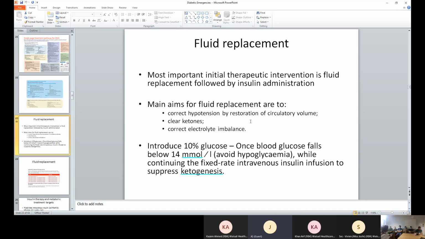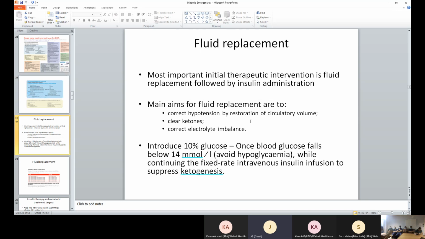Why am I adding 10%? It is to facilitate stopping the lipolysis by continuing the high dose insulin infusion. There is a catch to that, but I'll come to that. I don't want to do that now because it will make it difficult. We are going to incorporate it in the new DKA guideline. So you understand.